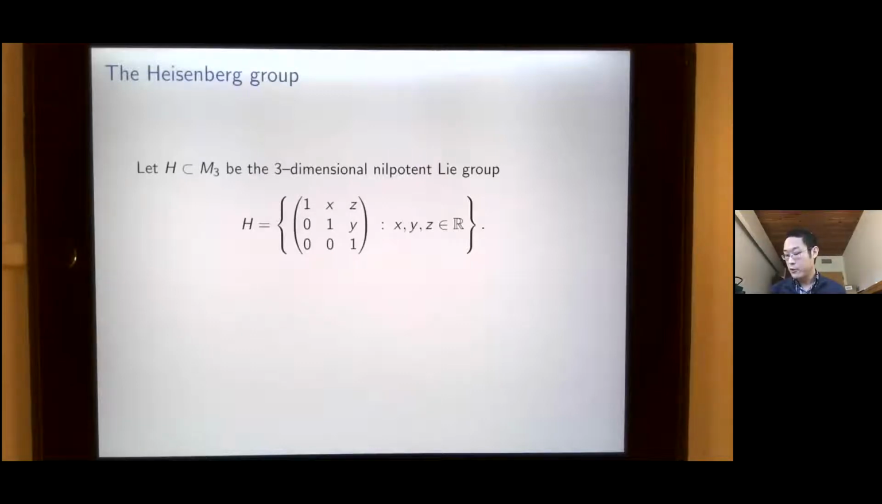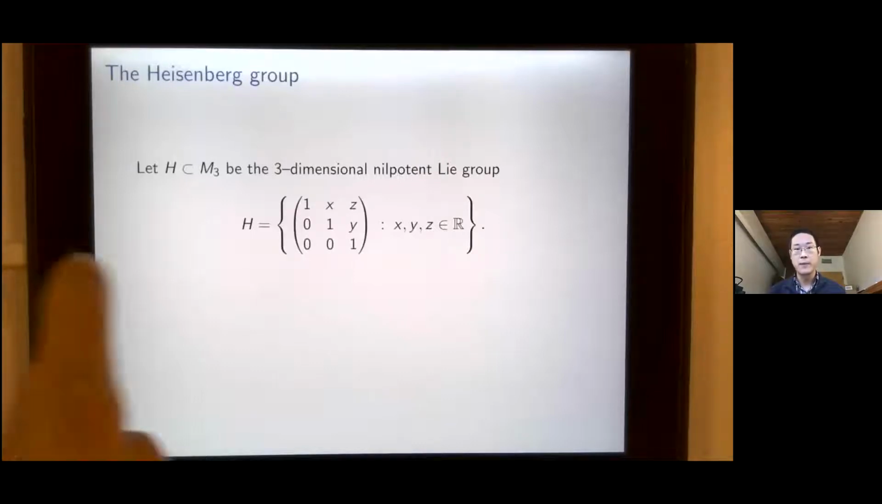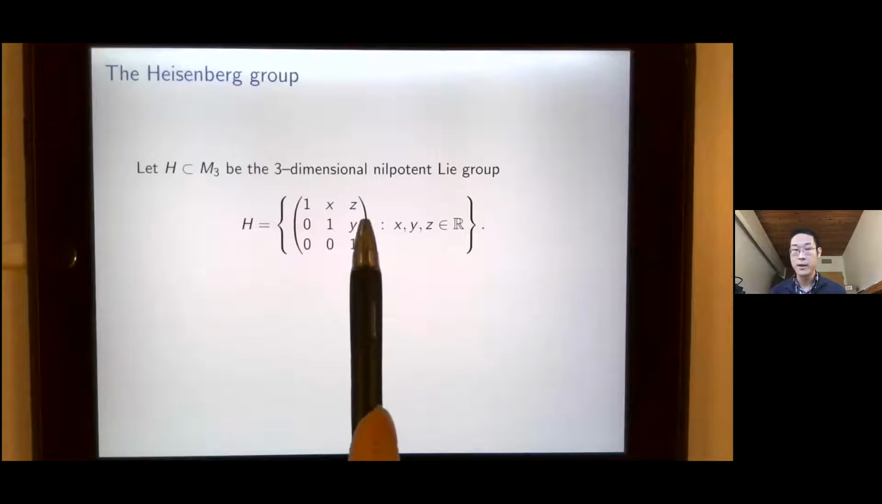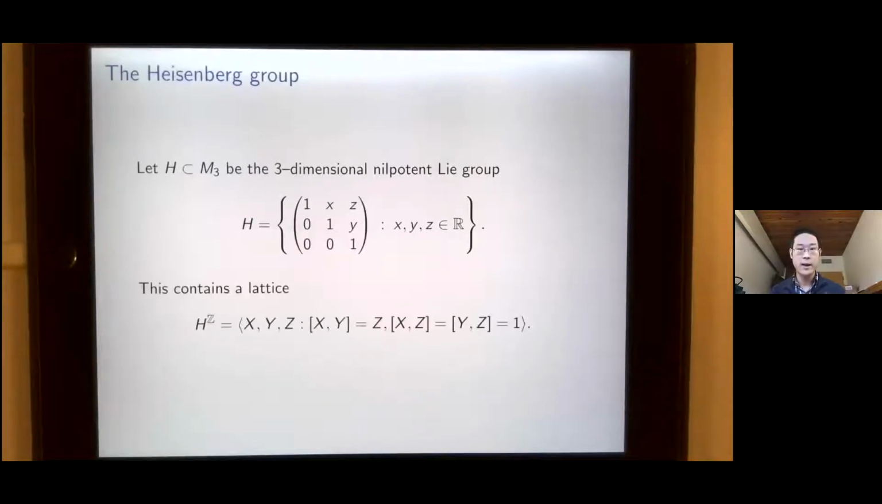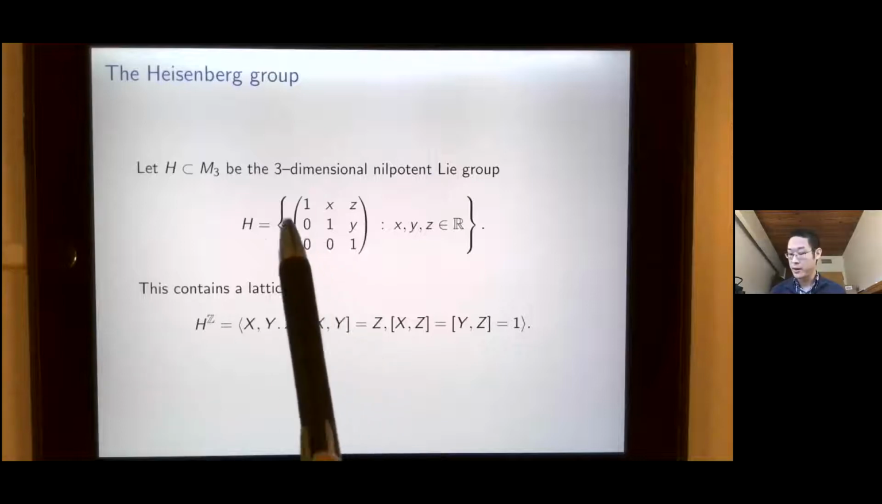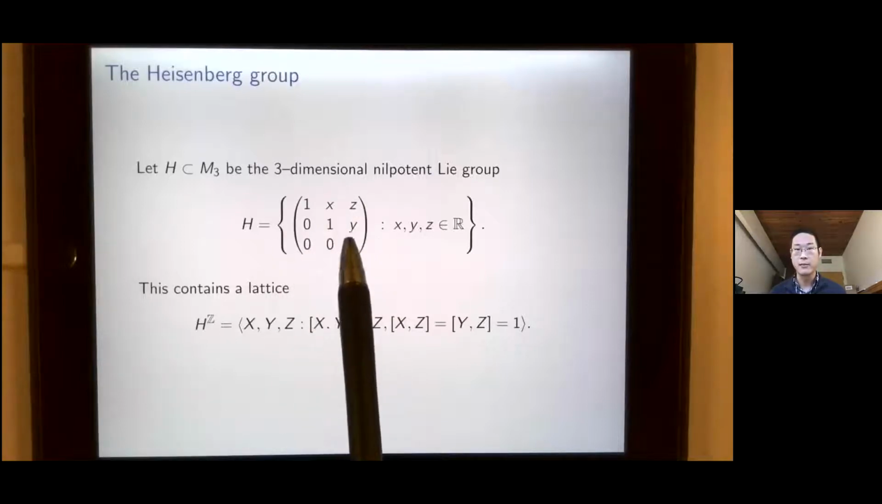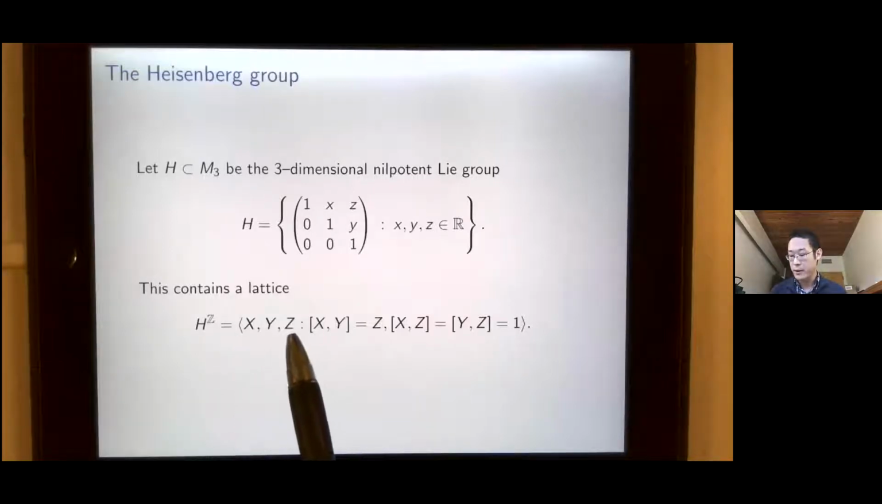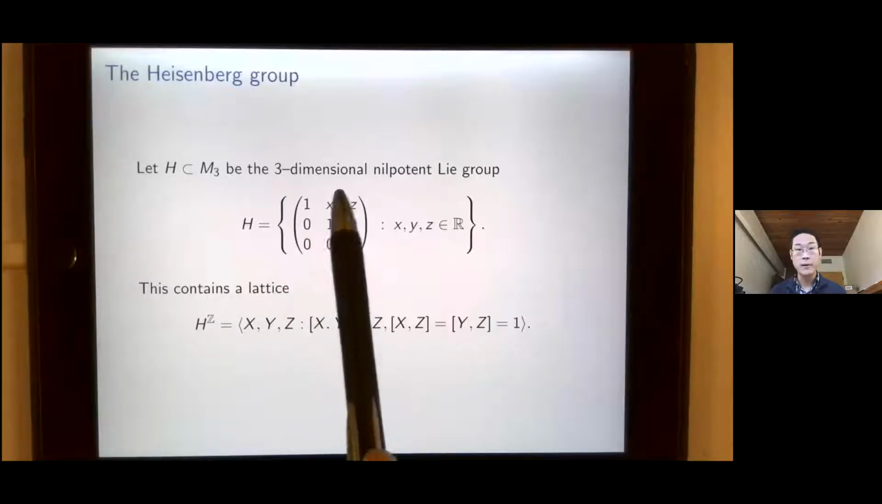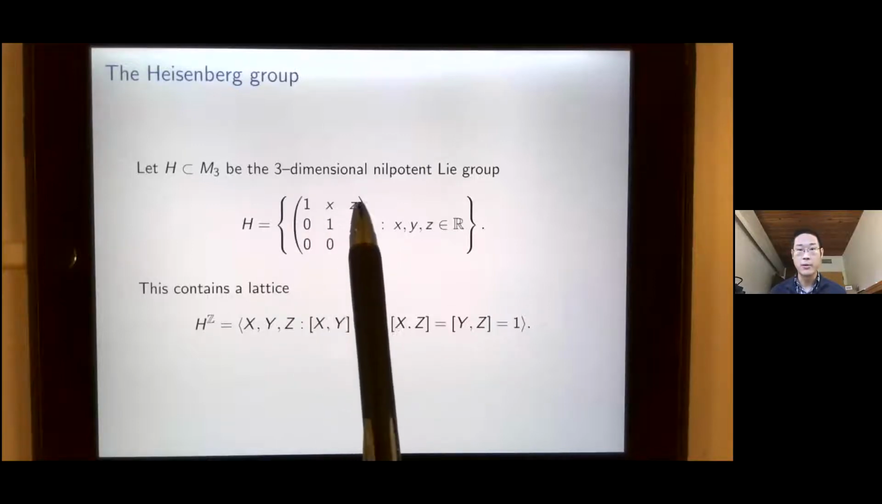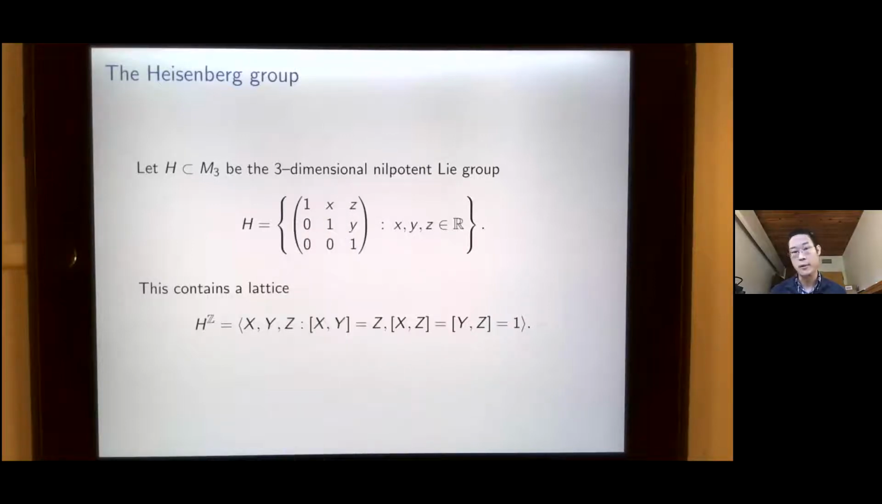The Heisenberg group is a three-dimensional nilpotent Lie group. We're going to write it as the group of 3x3 matrices with ones along the diagonal, x, y, and z above the diagonal, where x, y, and z are real numbers, but it contains a lattice, which is the set of matrices with integer coefficients, where x, y, and z are integers. And you can write that lattice as having three generators, x, y, and z, corresponding to the matrices where the x-coordinate is 1, the y-coordinate is 1, or the z-coordinate is 1, and all the rest are 0.